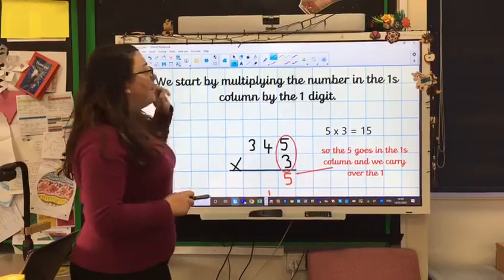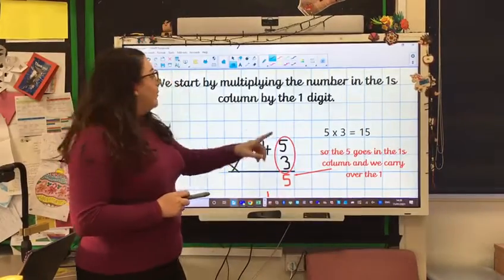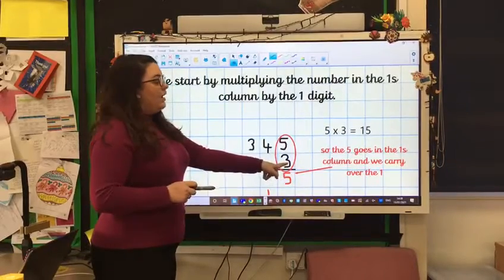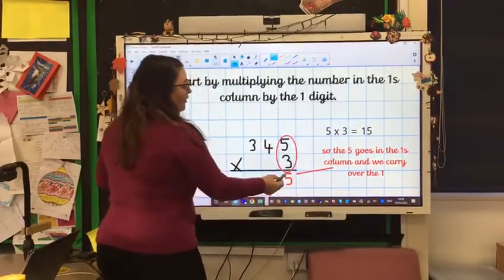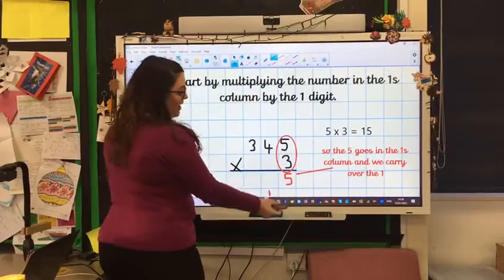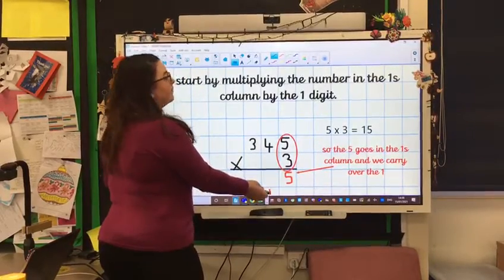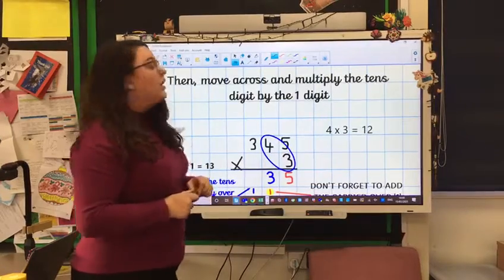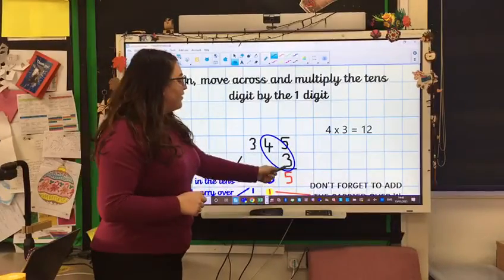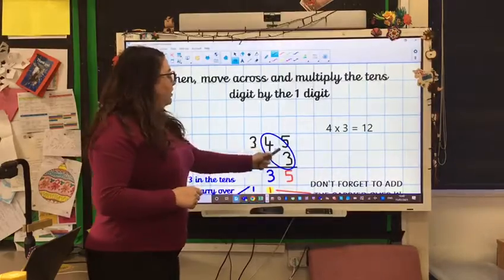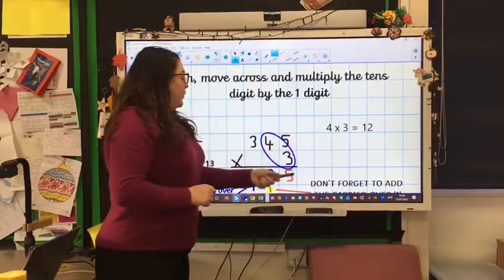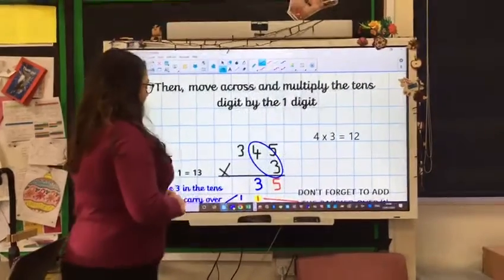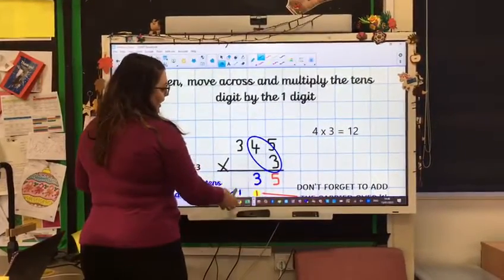So we start by multiplying the number in the ones column by the single digit. So 5 times 3 we know is 15. So the 5 goes underneath and we carry over the 1. Then we move on to our next column. So our number in the tens column times our single digit. 4 times 3 is 12. We need to add the 1 that's being carried over. So that makes it 13. So our 3, carry over the 1.